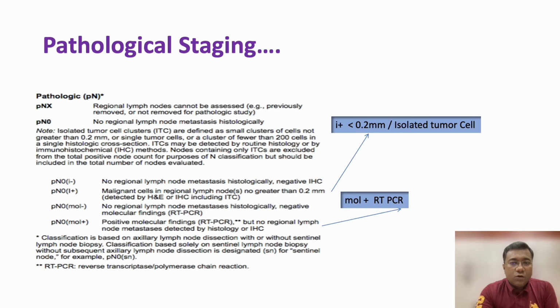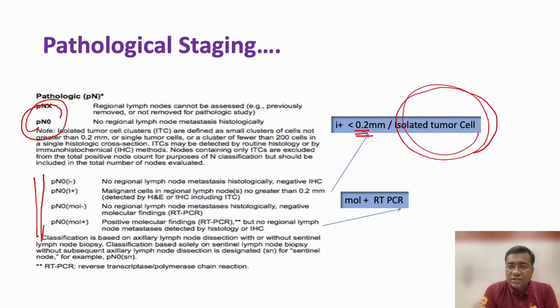All right. Now in the pathological staging, they have now included two important points in N0. Just remember that N0 is no longer N0. You might get some very small tumor cells, less than 0.2 millimeter, or isolated tumor cells in the lymph node. These are specially detected in the setting of sentinel node biopsy. There you call it I positive. And if you detect them in molecular testing by doing RT-PCR, we call it mol positive.